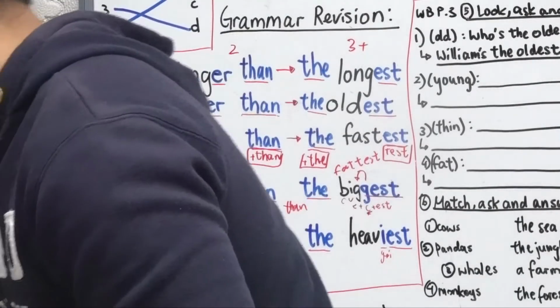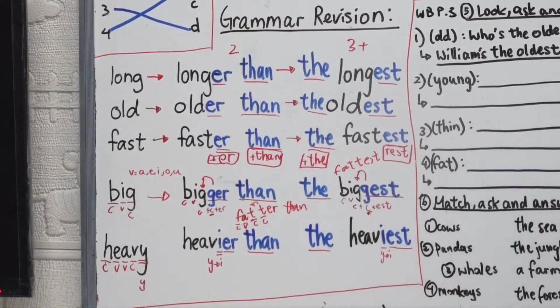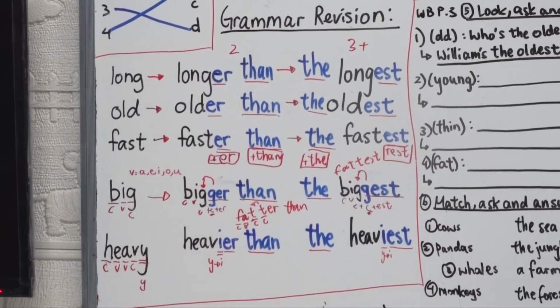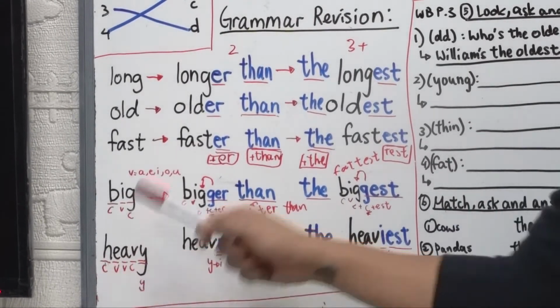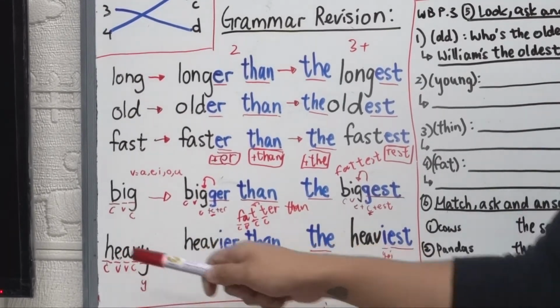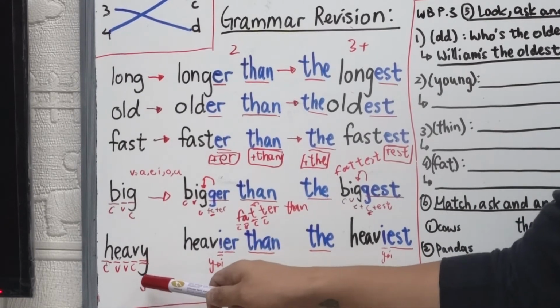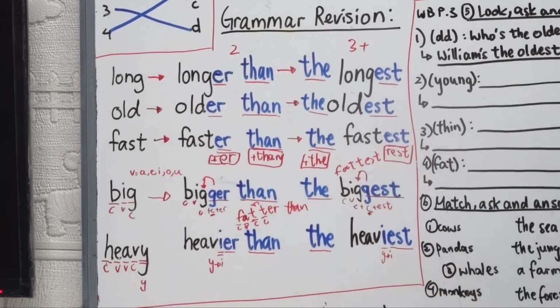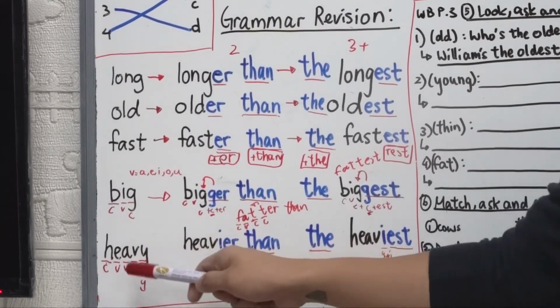Now let's go to the word heavy. H-E-A-V-Y. Let's look at how to write the word. We have H, not a vowel, so we write C. E is a vowel, so we write V. A is a vowel, so we write V. V is not a vowel, so we write C. And then we have a special ending in Y.